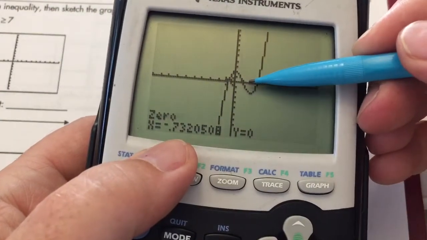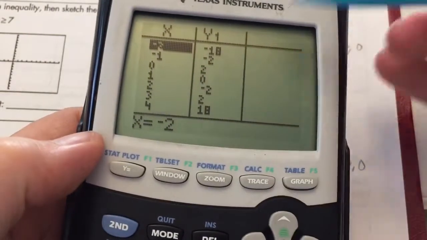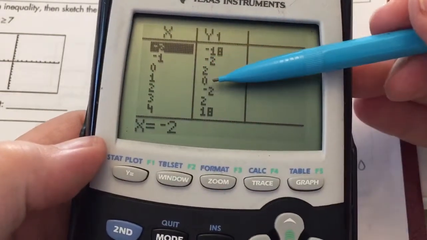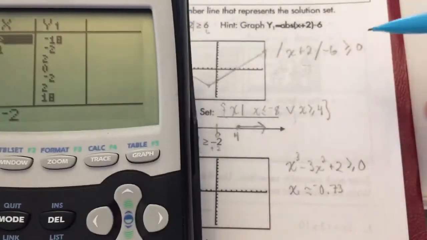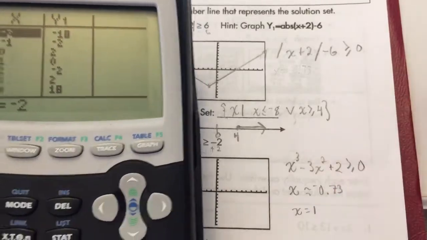What's this over here? Maybe it's a 1. Let's look at our table. At 1, oh cool, at 1, y is 0. Okay, so we don't have to do any more work for that. At x equals 1, we have a 0.